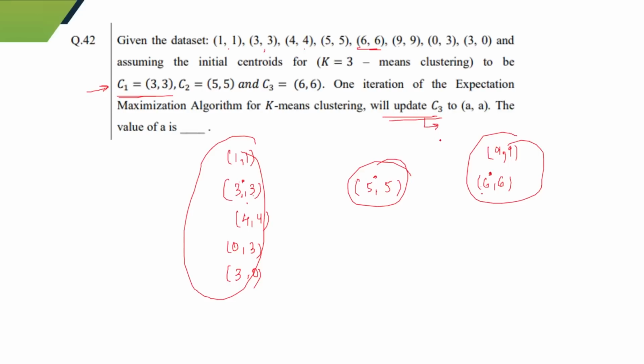Now what is the formula for updating the cluster? I'll take an average of these values. So the third cluster update would become (9 plus 6) by 2 and (9 plus 6) by 2. That means 15 by 2, comma 15 by 2. So the value would become 15 by 2, which I can write as 7.5. So the third cluster gets the value 7.5. We'll update to 7.5, comma 7.5. That's how we basically form clusters in K clustering.